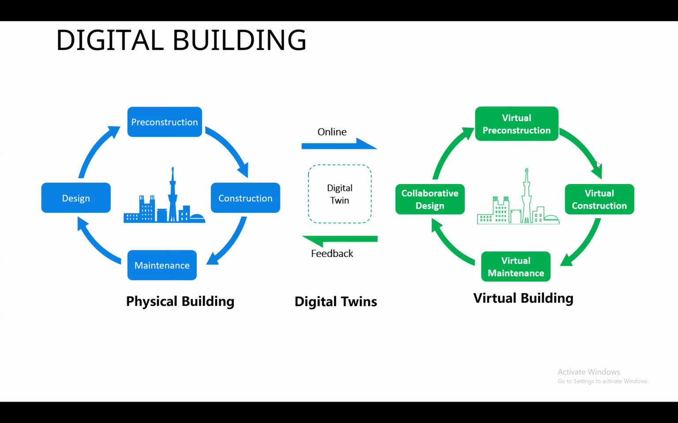Then virtual construction. After that, we can create a 3D model, and we can simulate this 3D model according to our construction program. Under 4D BIM, we can create a 3D model by using software like Revit, ArchiCAD, or any other 3D modeling software. Then we can create our construction program by using Primavera, MS Project, or Excel. Then we can merge these two things together and do a 4D simulation. I will explain further about this 4D simulation under 4D BIM. So we can do virtual construction.